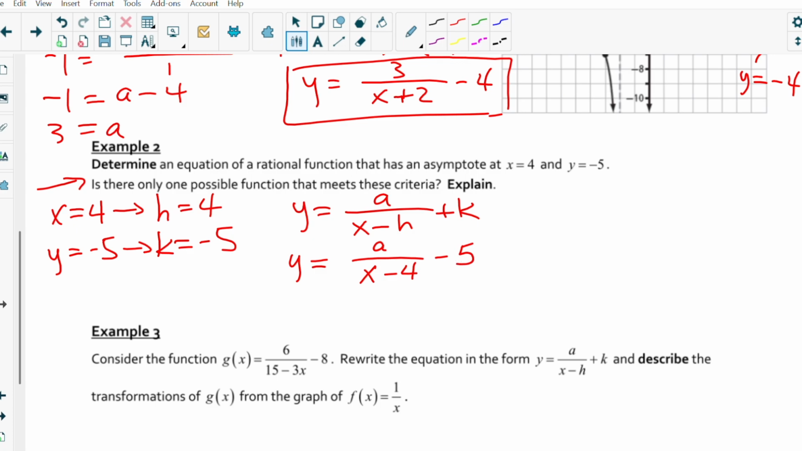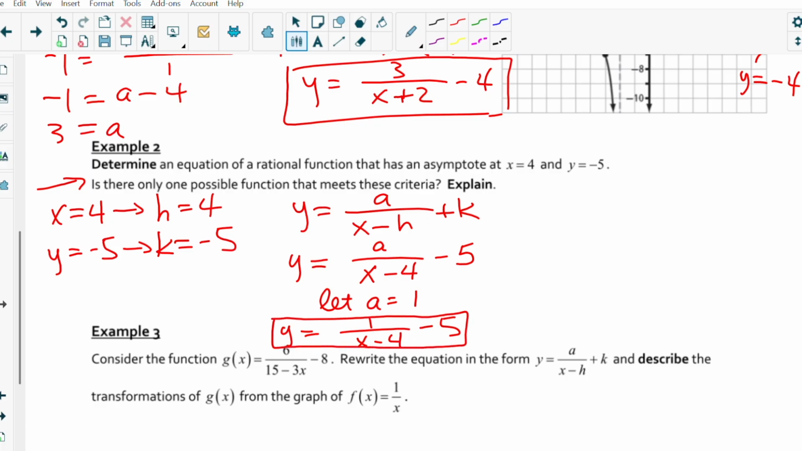All right, and then we just need a possible equation. Determine an equation. I don't have a point, but let's make a plausible equation. I'm going to say let a equals 1. Therefore, I have y equals 1 over x minus 4 minus 5. So this is a possible equation.